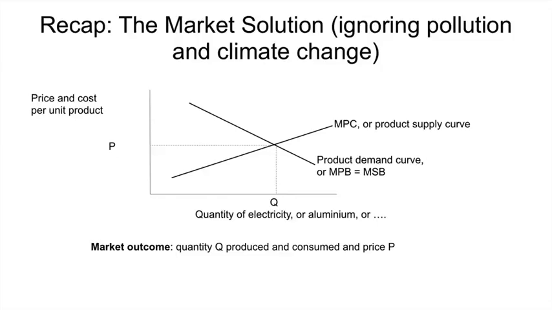So let's just reconsider the market solution that we did in the previous session. There we're considering just the marginal private cost, but we also have the demand curve, the downward slope, and we had this equilibrium at point E. And that resulted in an amount of electricity produced at quantity Q, and the market price would just equate marginal private benefit with marginal private cost. So that's the market solution, and it ignores the pollution.